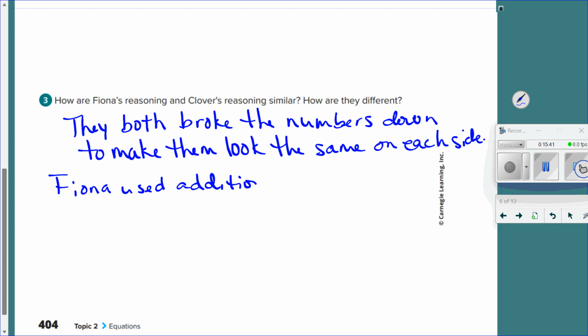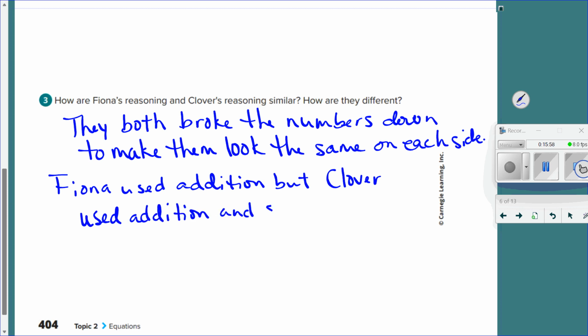But who's the other one? Clover used addition and subtraction. But really, they did the same thing. They were just making the sides look alike by breaking the numbers down.